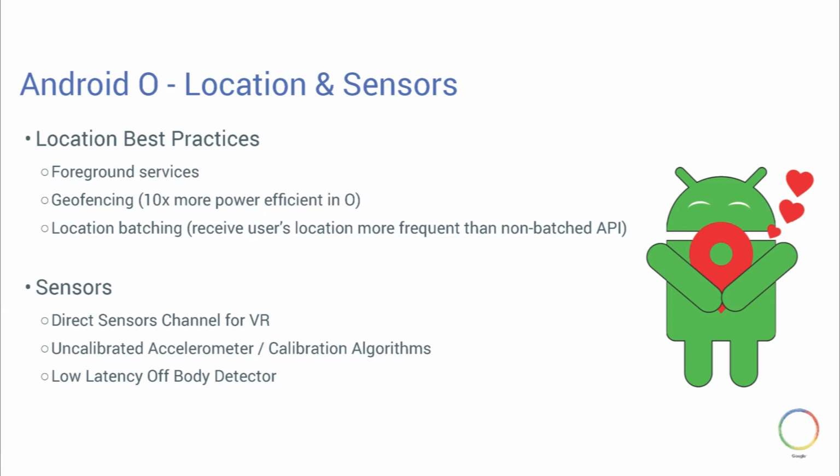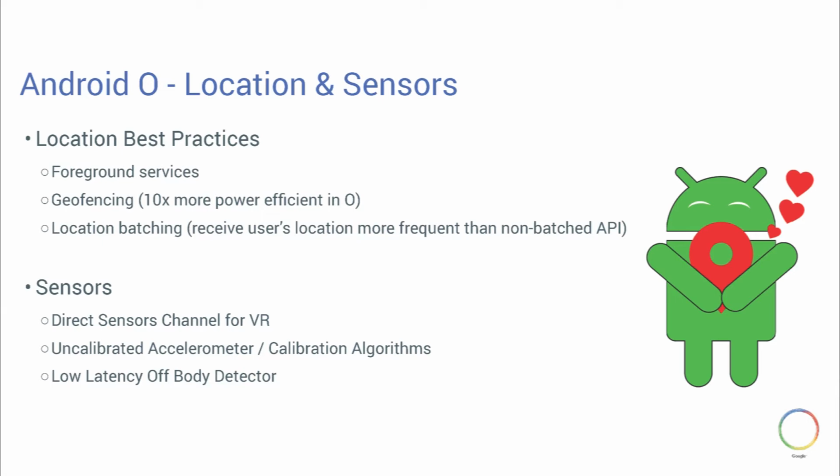We also have new updates on the sensors side of things. If you are building VR types of applications, we now add a direct sensors channel, which allows you to get low latency sensor information from Android. Just like magnetometer and gyroscope, we also now in O added a new uncalibrated accelerometer data. And we also open sourced our calibration algorithm in AOSP. So you can use those algorithms in your sensor applications.